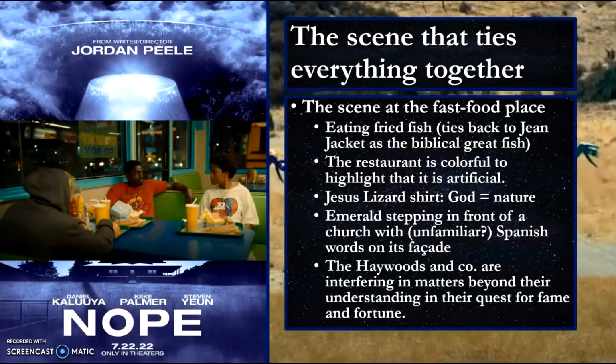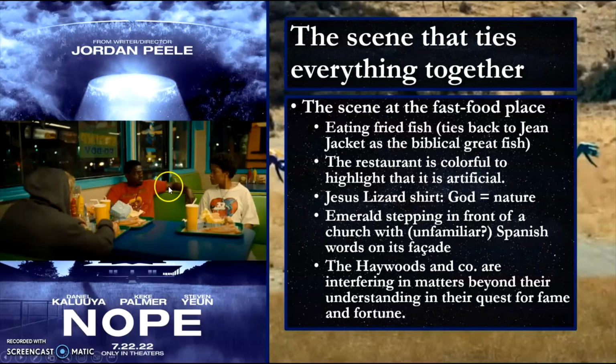And that leads me now to a scene I really want to talk about that ties, I think, all of the themes of the movie together. So we have that scene at the fast food place where they're talking about Jean Jacket's predilections and how they're going to attempt to wrangle him, as it were, so they can get that Oprah shot that they call it.